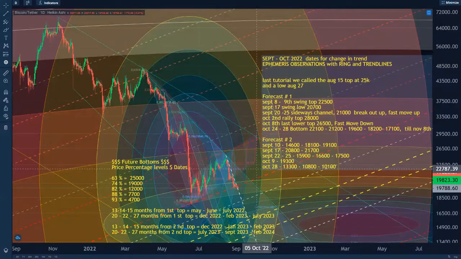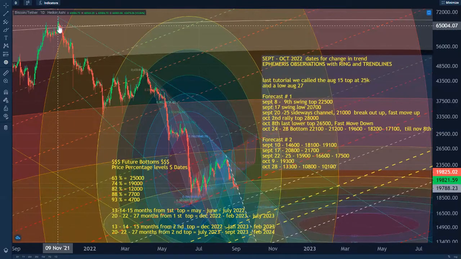And from our November 9th, 2021 top, 1,000 days from that would take us out to August 2nd of 2024. So that is where a fast move can take place, and it has happened in the previous highs. I just went back and looked over all that, and I wanted to bring that up and let you know what I thought.